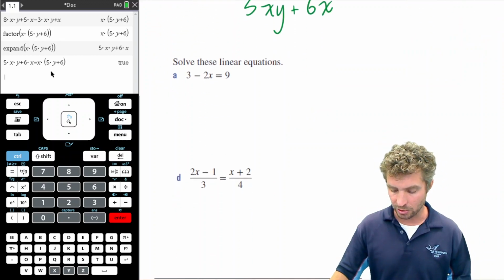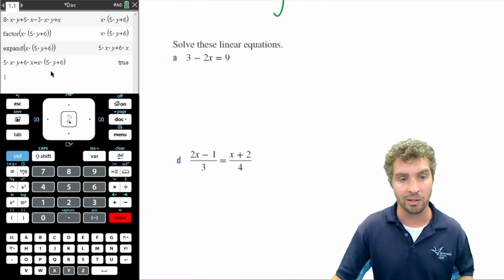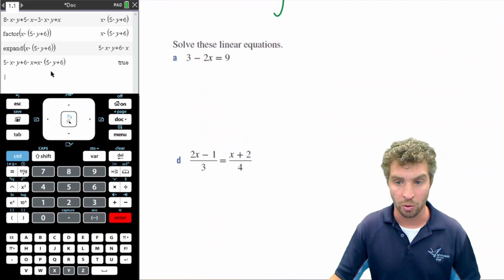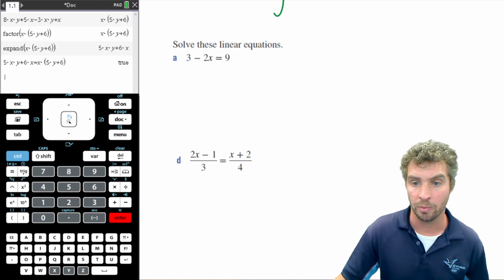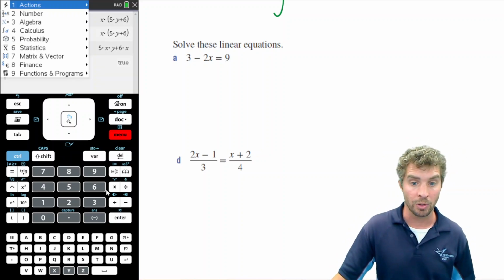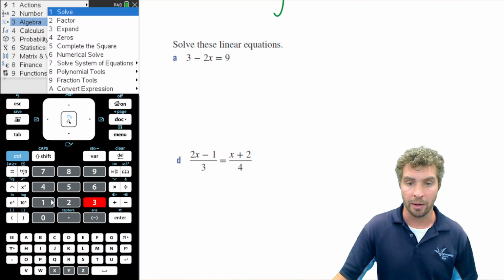We're going to look at solving these equations. So the CAS calculator is fantastic for solving. There's a function where we can just hit menu. And once again, we're going to do algebra, so 3. And I'm going to hit the number 1.